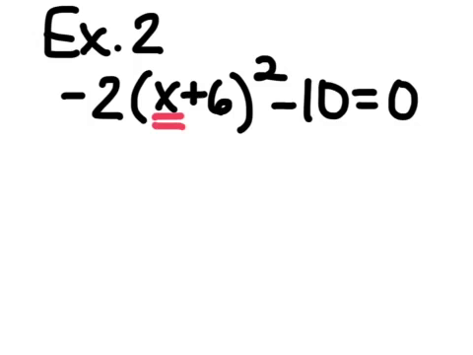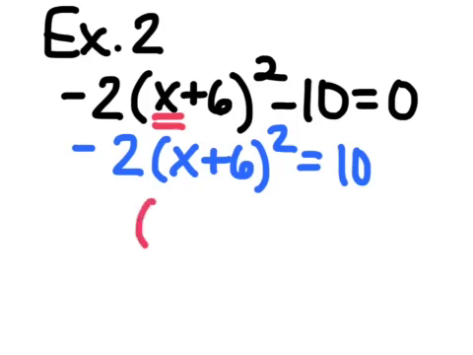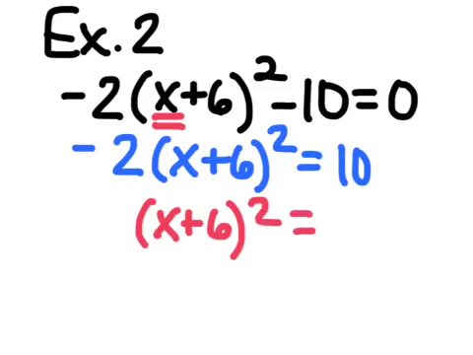That means that we can isolate it by undoing. We will start by undoing the minus 10 by adding 10 on both sides. Rewriting, we get negative 2 times x plus 6 squared equals positive 10, because 0 plus 10 is 10. Then we divide both sides by negative 2 to get rid of the negative 2 in front. We're left with x plus 6 squared equals, and 10 divided by negative 2 is negative 5.